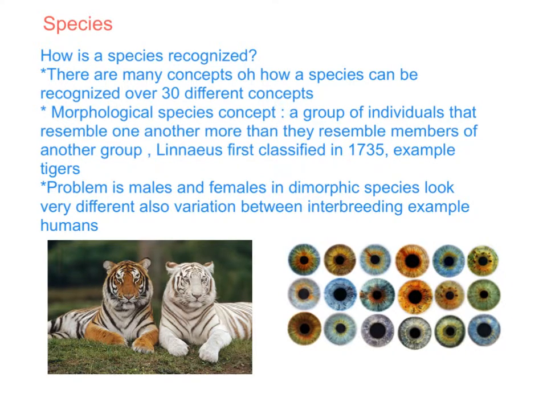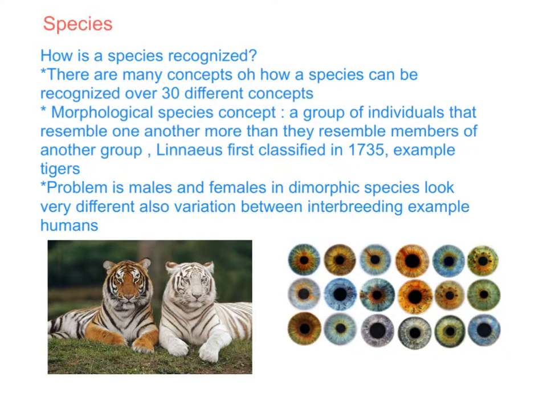A problem with this concept, however, is in dimorphic species, where males and females can look completely different. So based on appearances alone, the males and females of one single species would be classified into two different species because of their looks.